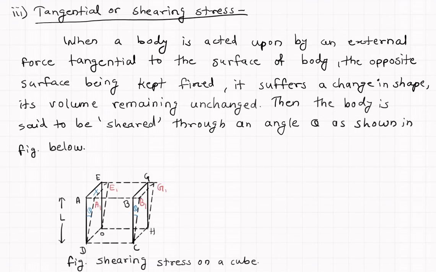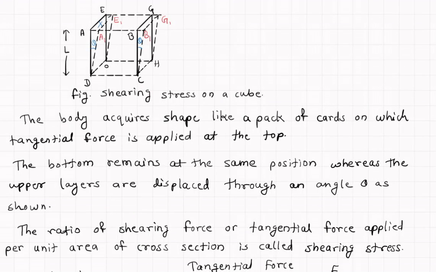Third one is tangential or shearing stress. When a body is acted upon by an external force tangential to a surface of the body, the opposite surface being kept fixed, it suffers a change in shape, its volume remaining unchanged. Then the body is said to be sheared through an angle theta as shown in the figure. The body acquires a shape like a pack of cards on which a tangential force is applied at the top. The bottom remains at the same position whereas the upper layers are displaced through an angle theta as shown in the figure.